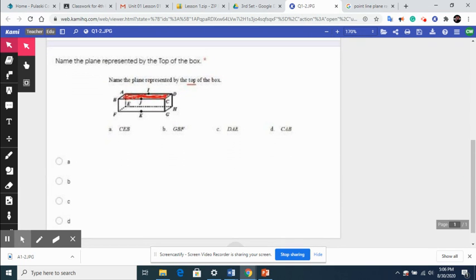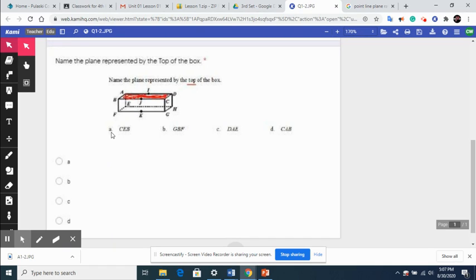Name the plane represented by the top of the box. Well, Mr. Yancey has thankfully went ahead and labeled the top of the box in red. So we know right here is the top of this box. So what we're looking at here, it's flat, right? What did we just learn? That's a plane. So what we're wanting to do is name the plane represented by the top of the box. So we need to come up with a fancy name here for this red area. So let's look at the points that we can name this. We have A, B, C, and D.